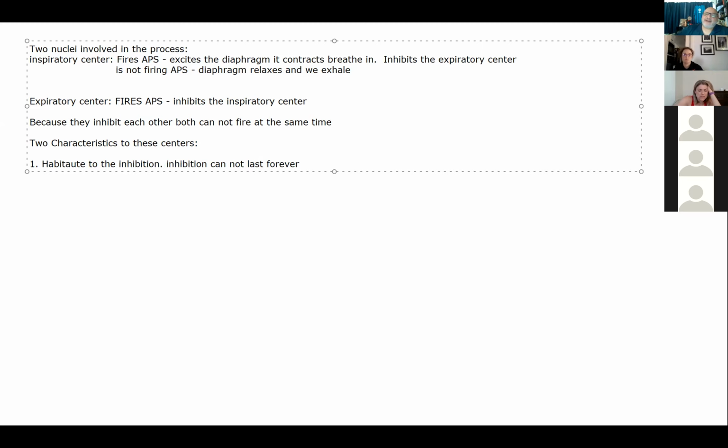But just having that inhibition removed isn't enough. We need it to then fire an action potential after it's been inhibited. And that's where the second characteristic comes in. It's what we call a rebound. Basically what that rebound is, normally when we talked about neurons, for instance, when we talked about a cell, well, let's actually draw this.